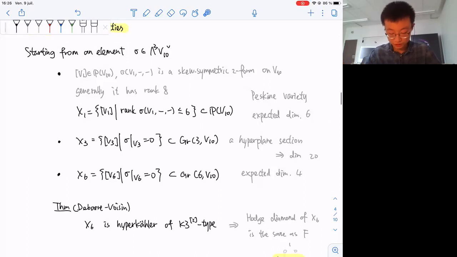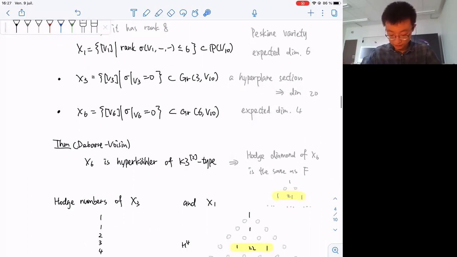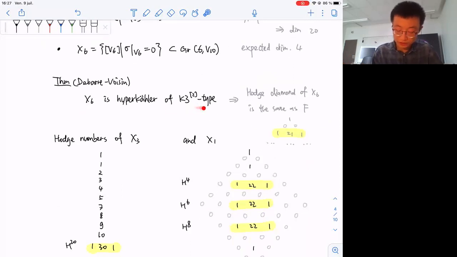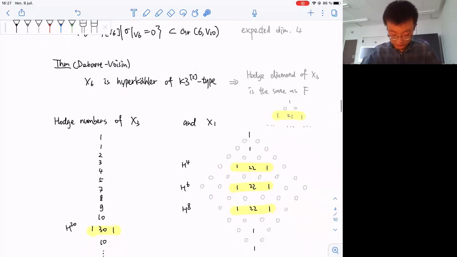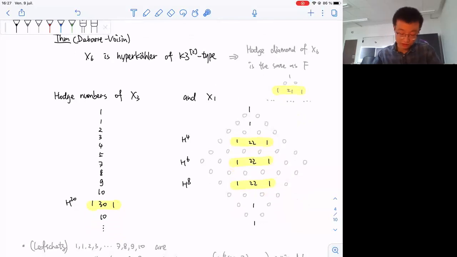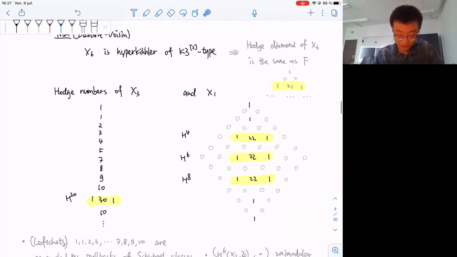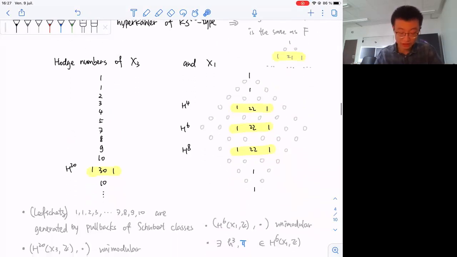So now I'd like to show their Hodge diamond. So first for the hyperkähler one, since this is of K3 type, its Hodge diamond is going to be exactly the same as the variety of lines, which means that in H2 there's going to be a piece of 1, 21, and 1. And the rest is just the same, and it's not of particular interest in our case. And now for X3 and X1. So X3, since this is a 20-dimensional variety, it has a lot of numbers here. But essentially by the Lefschetz hyperplane section theorem, this is a hyperplane section of the Grassmannian G(3,10).